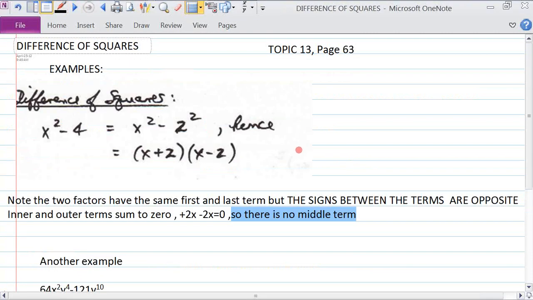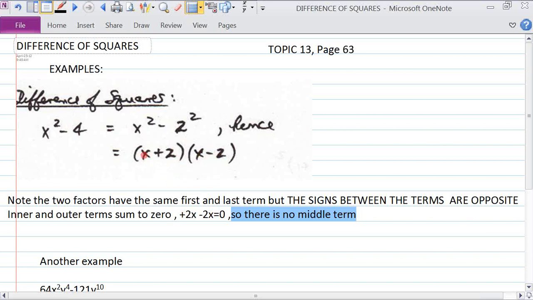Now, the difference of squares is interesting because if you look at it, one way you can recognize it is that there's only two terms here. The first is a perfect square. The last is a perfect square, but there's no middle term. You take the case of x squared minus 4, then you have x plus 2 times x minus 2. So what happens is the inner term, which is plus 2x, cancels with the outer term, which is minus 2x. So they sum to 0.